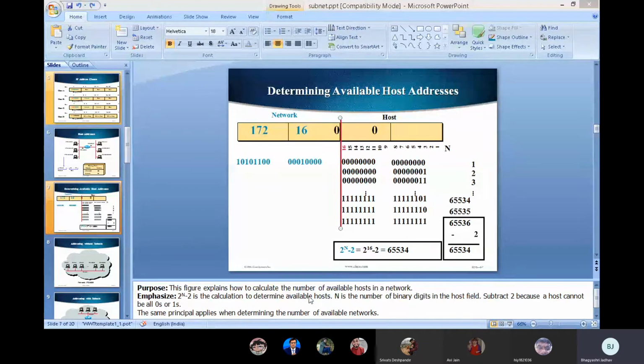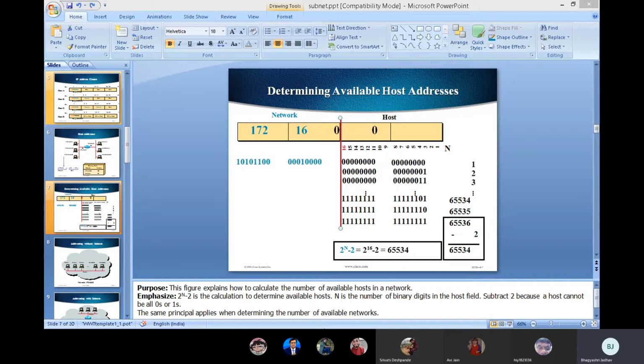N is the number of binary digits in the host field. Are you getting this point? This half part is network and half part is host. Then how many binary digits are there? That is our n. That n decides how many hosts are in our network. See here, n, the number of ones, the binary number, is 16. Then n is the number of binary digits in the host field, subtract 2, because why 2?